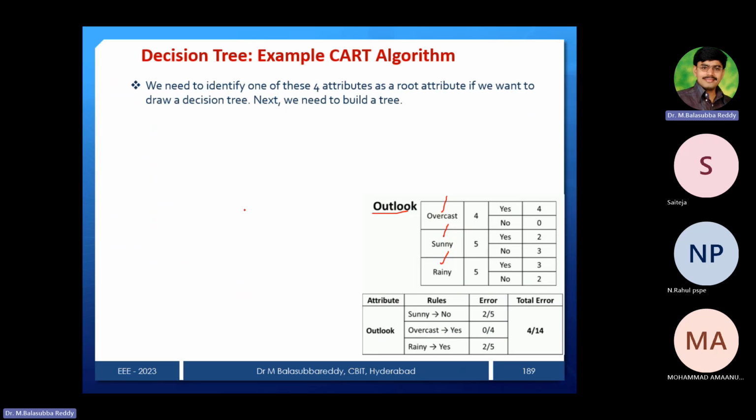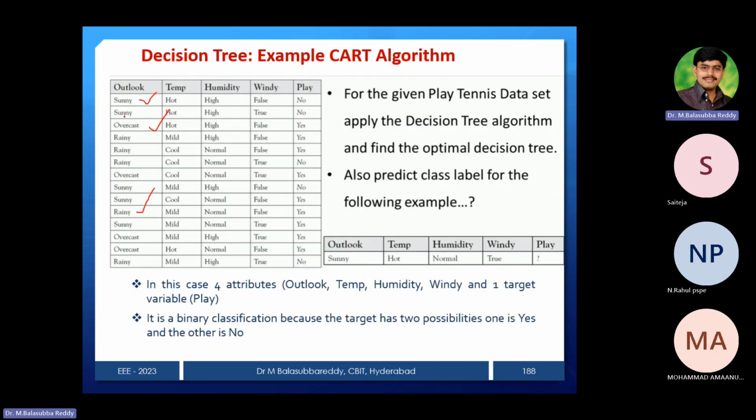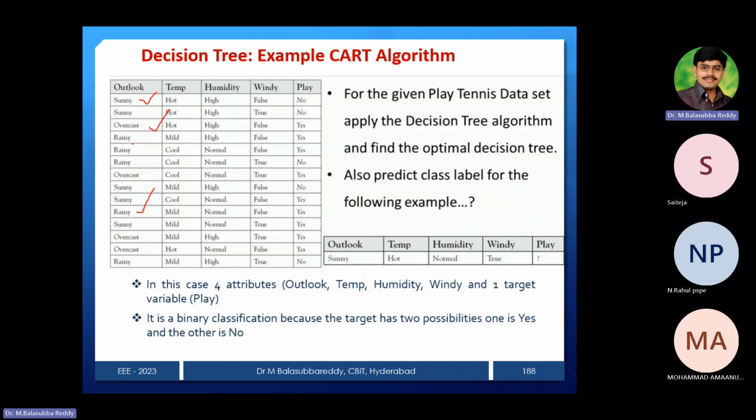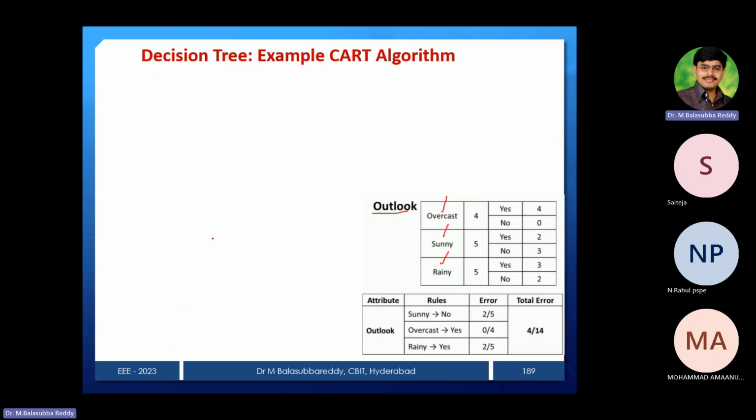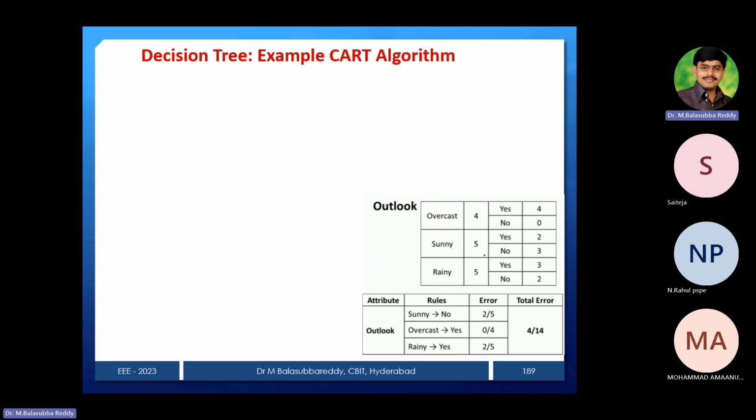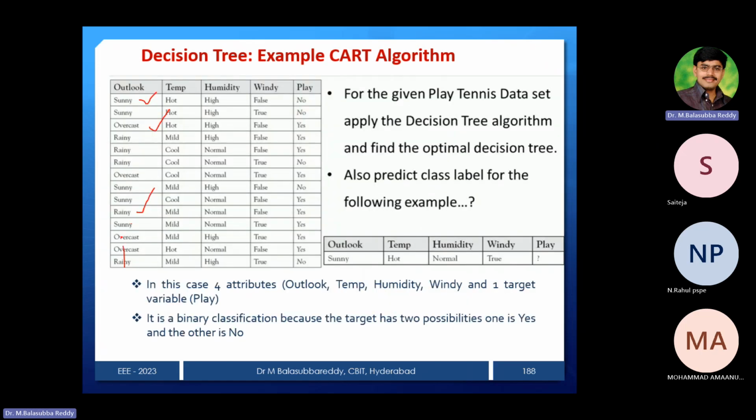In that, how many count? You can simply count here. Sunny, how many? 1, 2, 3, 4, 5. So the sunny count is 5. Similarly, overcast 1, 2, 3, 4. 4 is the overcast count. Like that, you just fill the table. Our intention is to find the error, so whichever has minimum error, you pick that. That is the only intention. Now this is a simple table from the observation of the given data. Overcast is 4 count, sunny is 5 count, rainy is 5. So the total is 14 out of 14.